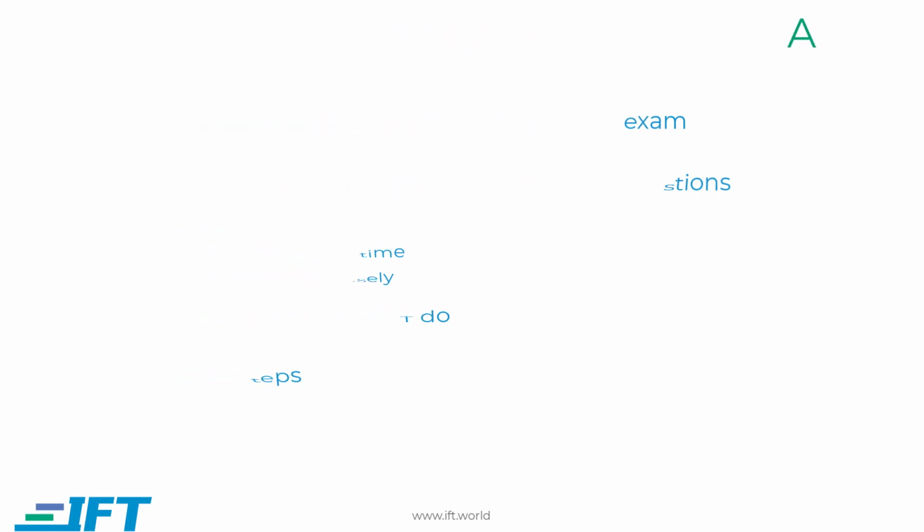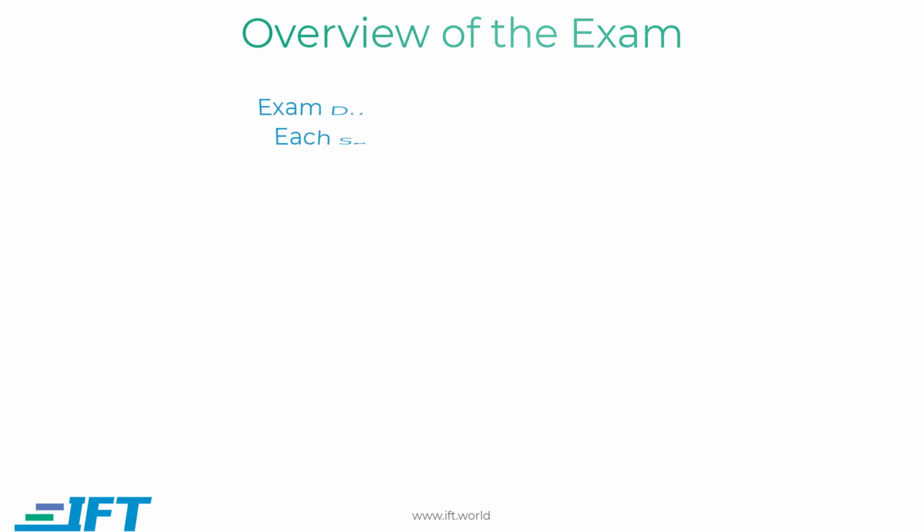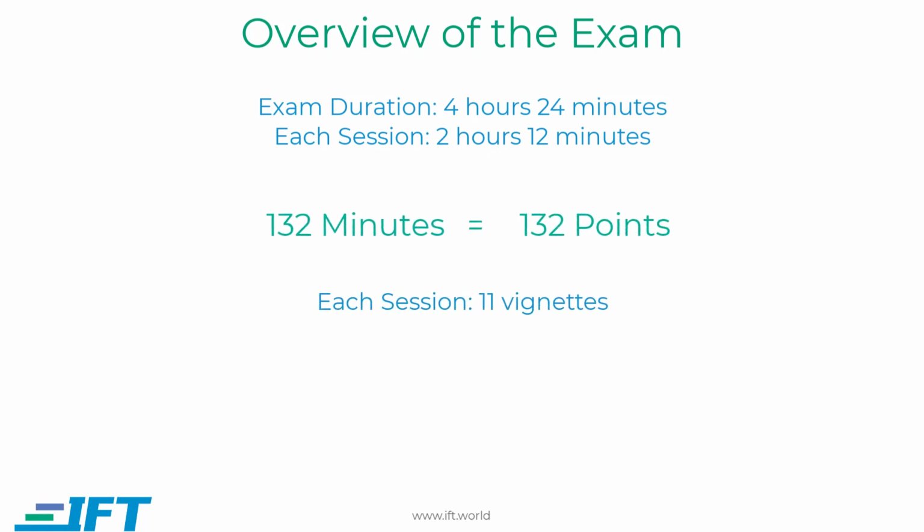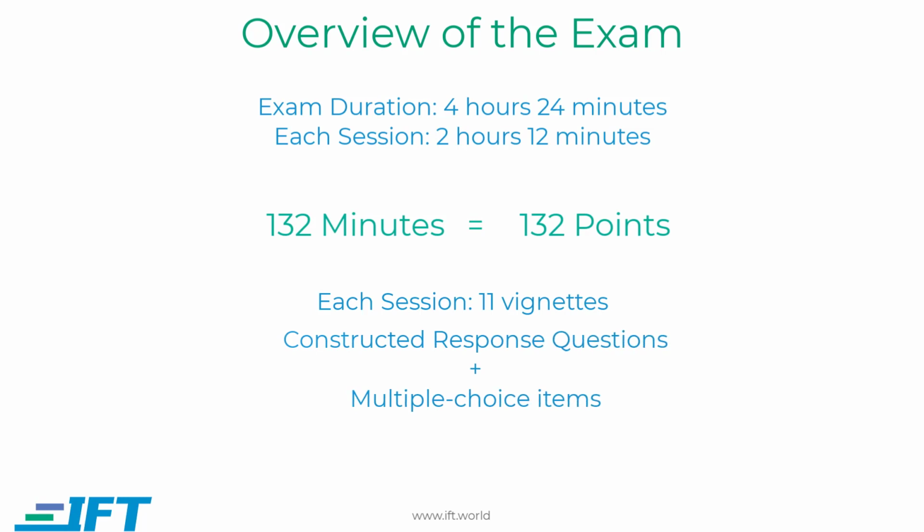So moving on. The total exam duration is 4 hours 24 minutes. Each session is of 2 hours 12 minutes. This is 132 minutes, which equates to 132 points. The structure of the exam is such that each session will have 11 vignettes. Each session will consist of constructed response or essay questions plus multiple choice questions. So there is a mix here. There will be either 6 item sets and 5 essay sets or 5 item sets and 6 essay sets. Overall, the exam will have 11 essay sets and 11 item sets.